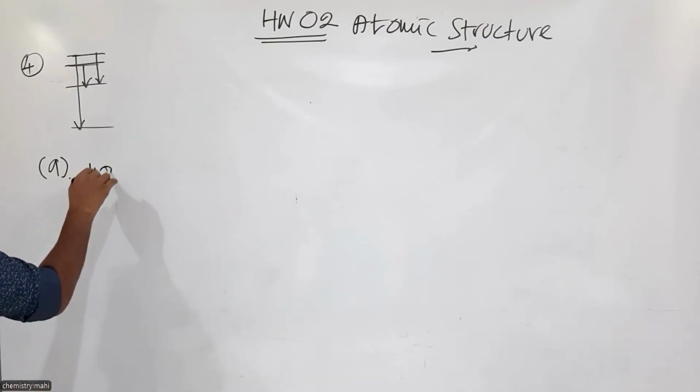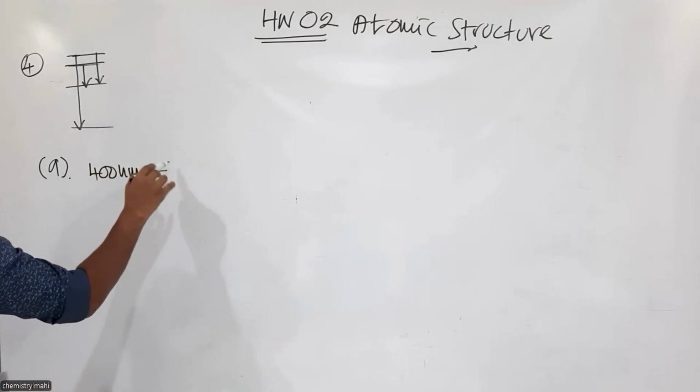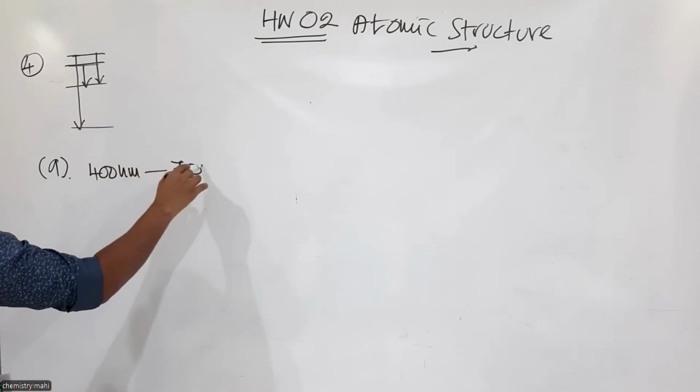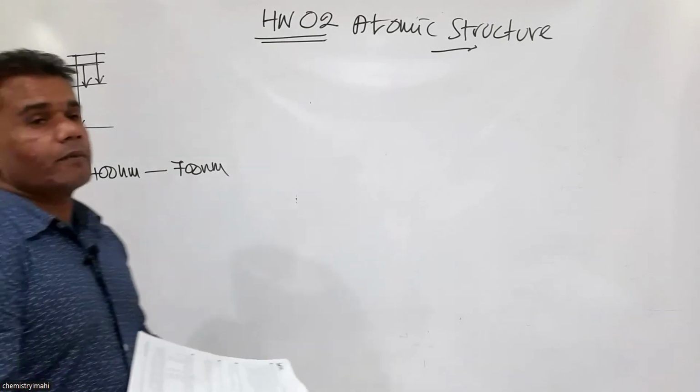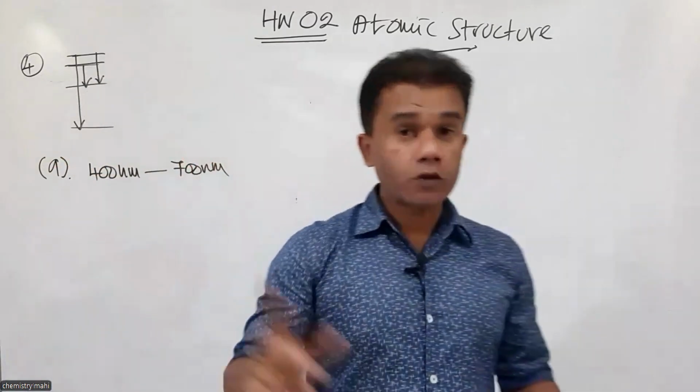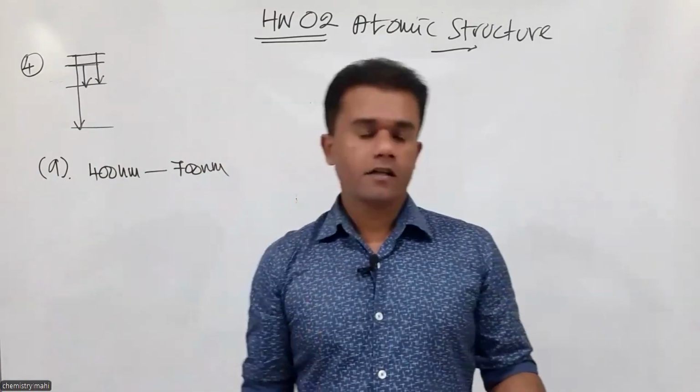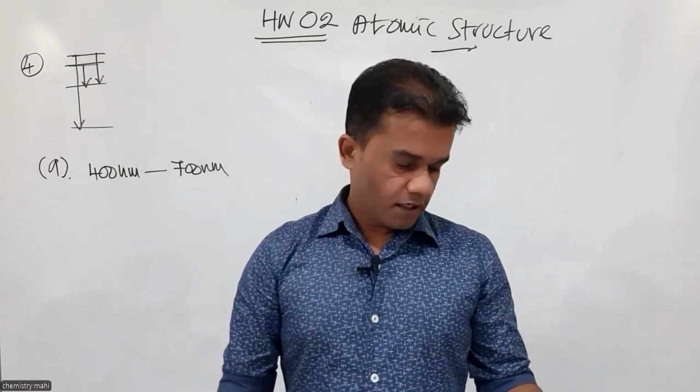What is the visible region boundary? 400 nanometer to 700 nanometer. That is where we have the visible region. Then any electromagnetic radiation having a wavelength between these two values definitely lies in the visible region. All right. Which element emits?